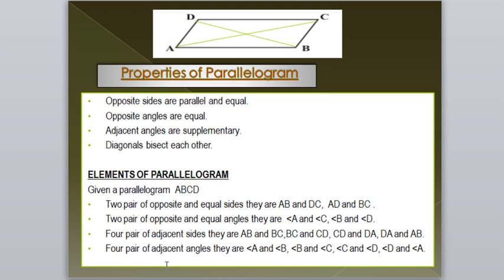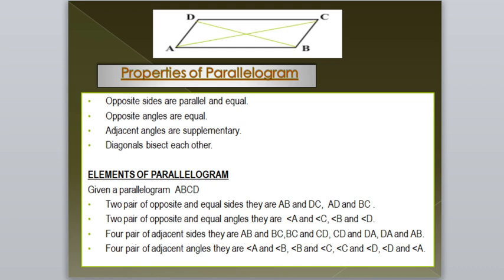The last element is 4 pairs of adjacent angles. Here in a parallelogram 4 pairs of adjacent angles are present. The total number of angles is 4, and the adjacent angles are: angle A is adjacent to angle B, angle B is adjacent to angle C, angle C is adjacent to angle D, and angle D is adjacent to angle A. So these are the properties and elements of the parallelogram. Remember them while solving the problems.